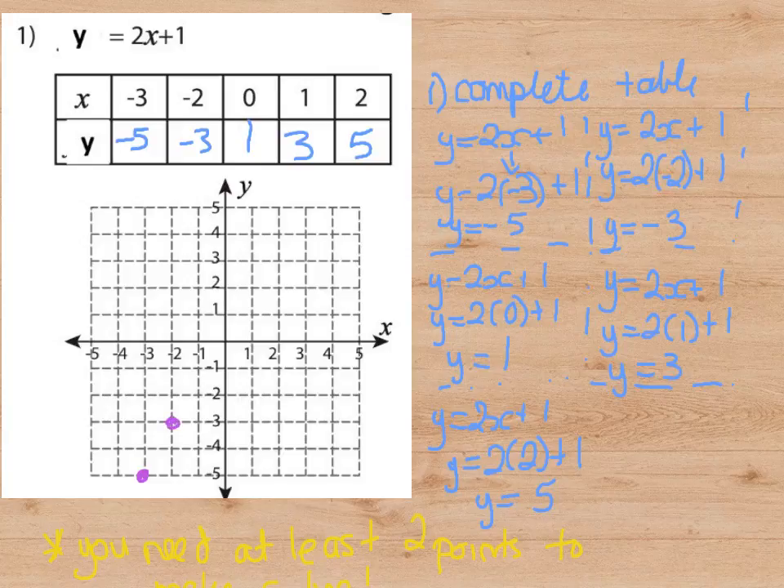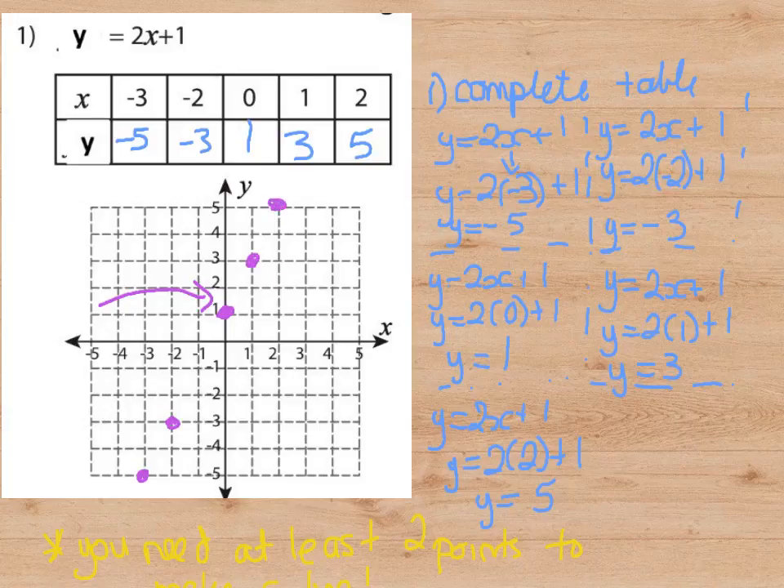And then our third point, when x is 0, y is 1. So we're going to go here. That is our, what is that called? What do you think that's called here? We'll wait a second and we'll answer in a second, but keep that in mind. The next point over here, we have when x is 1, y is 3. So 1, 1, 2, 3. So we're going to have a nice point here. And finally, when x is 2, y is 5. So we're going to have a point up here.